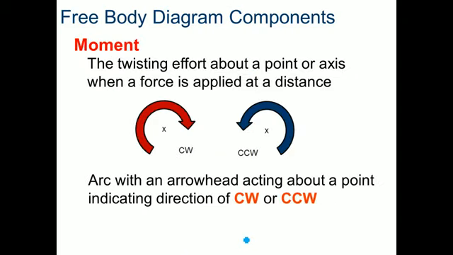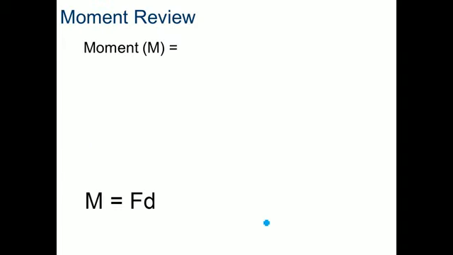So let's talk about the moment again. The moment is a twisting effort. It's another way of thinking of torque. It's about a point or an axis when a force is applied at a distance, especially. We look at moments, and they're drawn as an arc with an arrowhead. We've got clockwise and counterclockwise. Clockwise goes around to the right. Counterclockwise goes around to the left. CCW is counterclockwise.